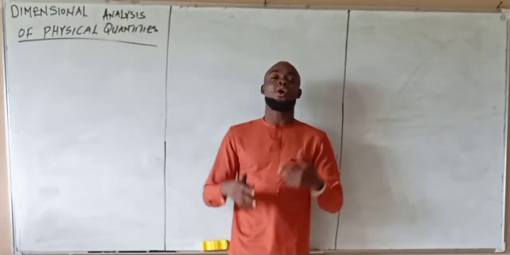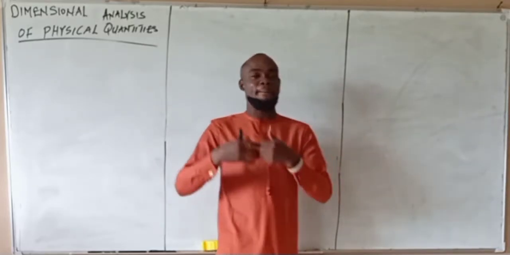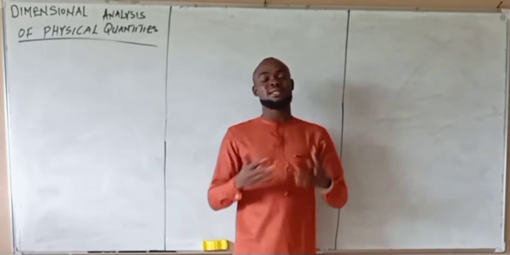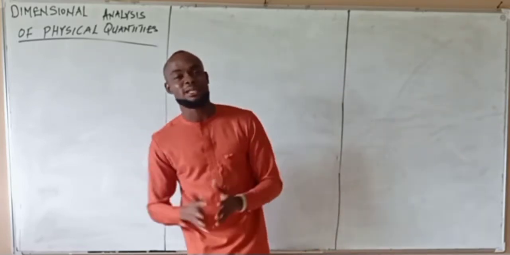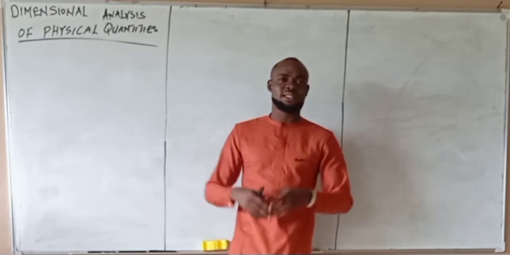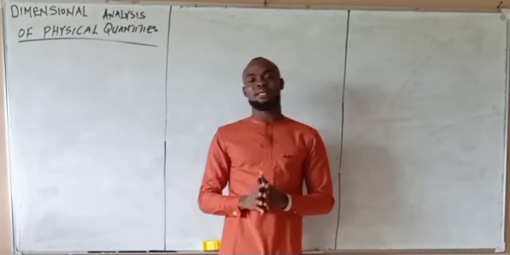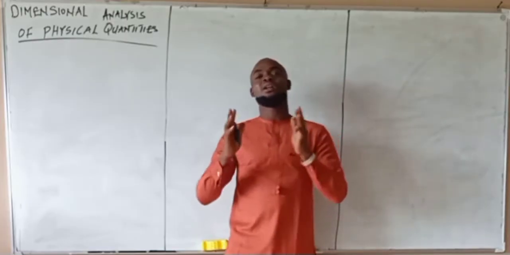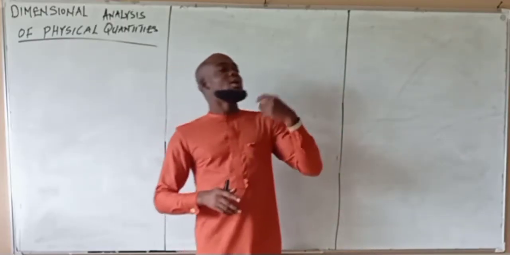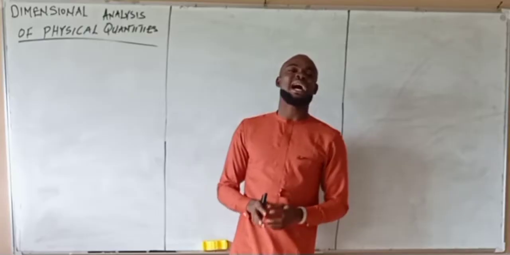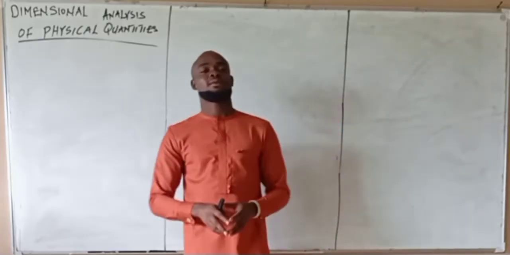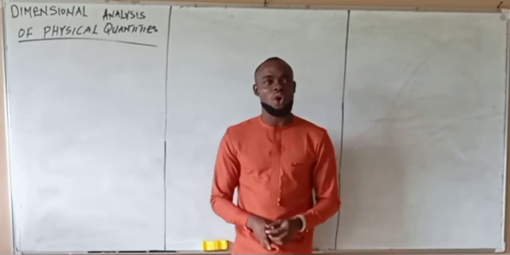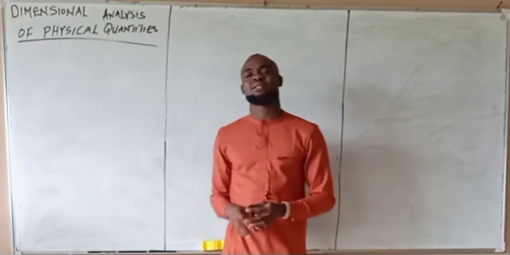Examples of fundamental quantities are mass, length, time, luminous intensity, thermodynamic temperature, amount of substance, current, etc. We call them fundamental quantities. Now, the units of fundamental quantities are called fundamental units. Take note of that. The units of fundamental quantities are called fundamental units.